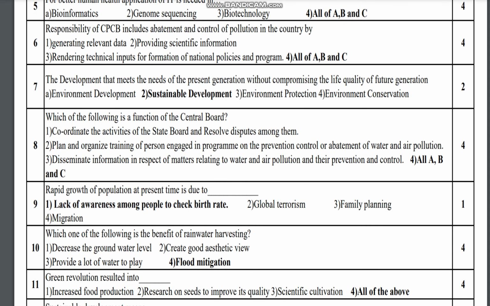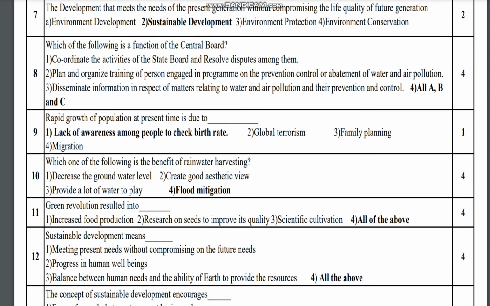Question number 6: responsibility of CPCB includes abatement and control of pollution in the country by generating relevant data, providing scientific information, and providing technical inputs on national policies. Question number 7: the development that meets the needs of the present generation without compromising the life quality of the future, that is sustainable development.